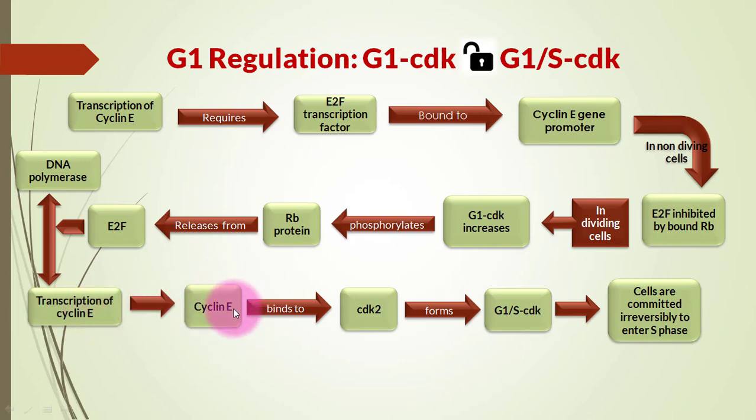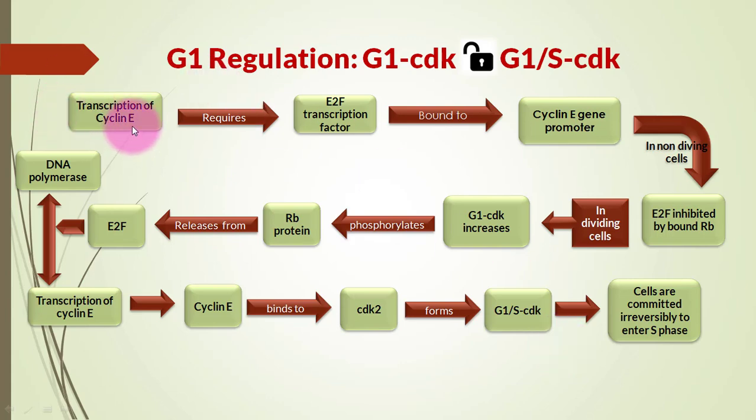This produced cyclin E will bind to CDK2, making a complex called G1/S-CDK. This represents a transition from mitogen dependent to mitogen independent cell cycle progression. And at this point, the cell is committed irreversibly to enter the S phase. So at this point, when this complex is made, the cell is committed to irreversibly enter the S phase. So this is what will happen.